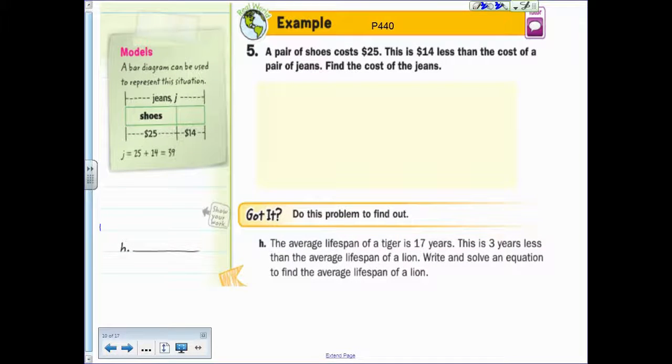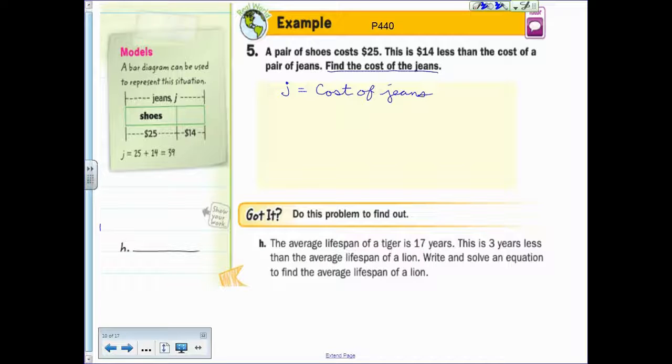So number 5 says, a pair of shoes costs $25. This is 14 less than the cost of a pair of jeans. Find the cost of the jeans. So like what we did on example 3, when I have a word problem, I want to first identify what is the thing that I'm trying to find, and that is the cost of the jeans. We're going to make that our variable. So J is the cost of jeans. So we define our variable first.